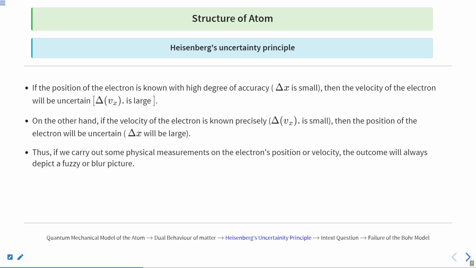And this is very important, because all of this, delta x and delta p, is a result of the Heisenberg uncertainty principle. Similarly, if delta v_x is small, then the position of the electron will be uncertain. Clear? Got it? Okay. Thus, if we carry out a physical measurement on the electron position, the outcome will depict a fuzzy or blurred structure. If we do the same physical measurement on the electron, the outcome will depict a fuzzy or blurred picture.